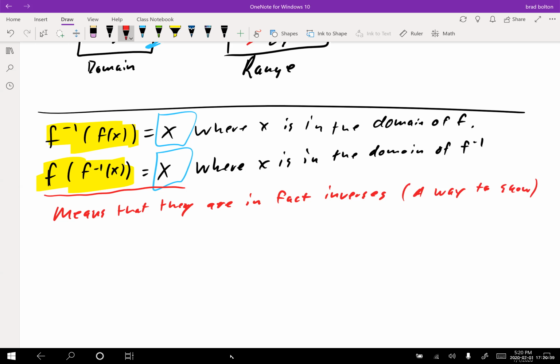Or this is a way you can show that two things are inverses: you can take the composition of these two functions, and if you get x as your answer both ways, from f inverse of f and then from f of f inverse, if you get x from both directions, you have just shown that they are inverses of each other, okay?